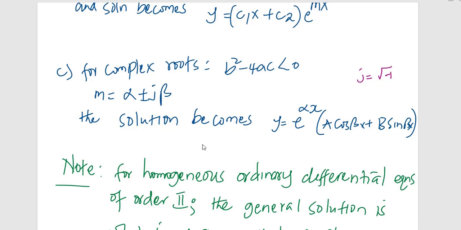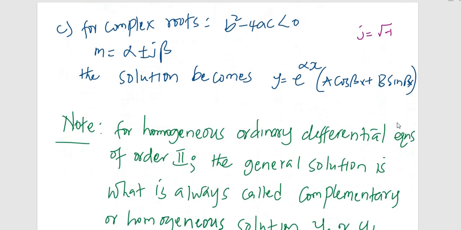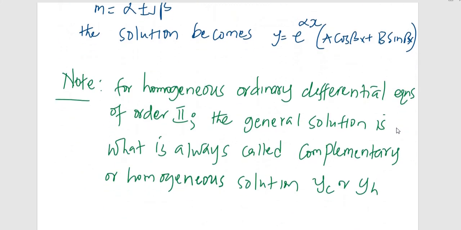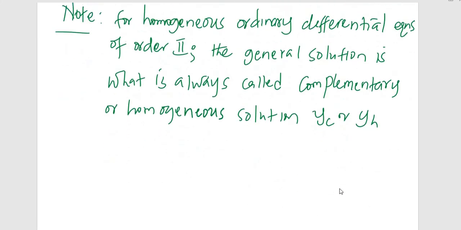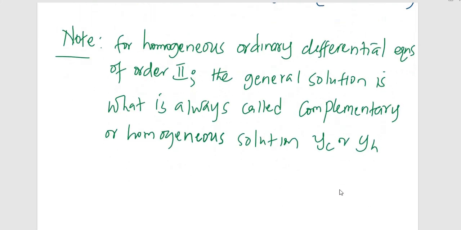The solution will therefore become y equal to exponential of alpha x, open brackets, a cos beta x plus b sin beta x. Now, for homogeneous ordinary differential equations of order 2, the general solution is what is always called the complementary or homogeneous solution, which can be called yc or yh. So having understood that, we have talked about three cases.